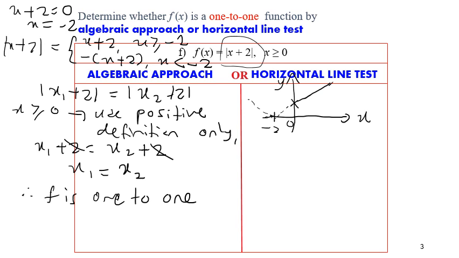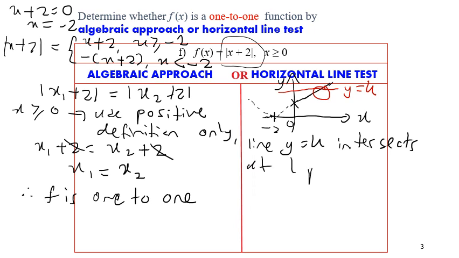So if we sketch the line y equals k, it can clearly show that the graph intersects at one point only. So write the statement below here. There is line y equals k intersects at one point only. Therefore, f is one-to-one.